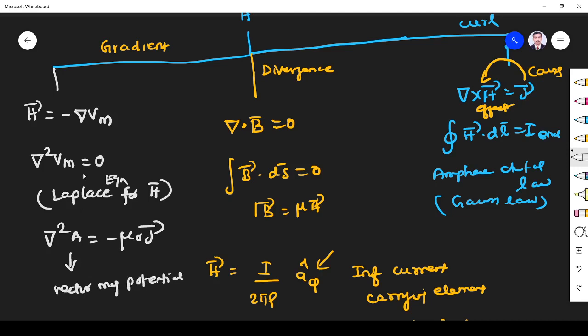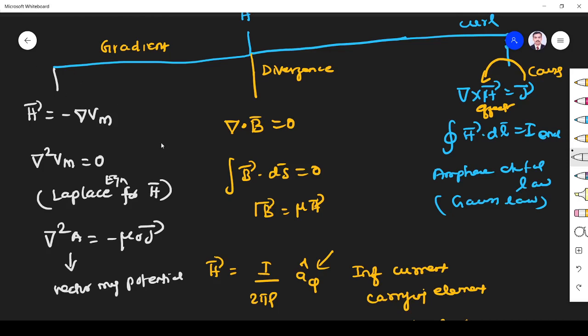Fine? Okay. Vm is scalar magnetic potential. Then another thing we have to remember: this relates to the potential gradient. In what way is the magnetic field related to the gradient? Magnetic field is the negative of the magnetic potential gradient.